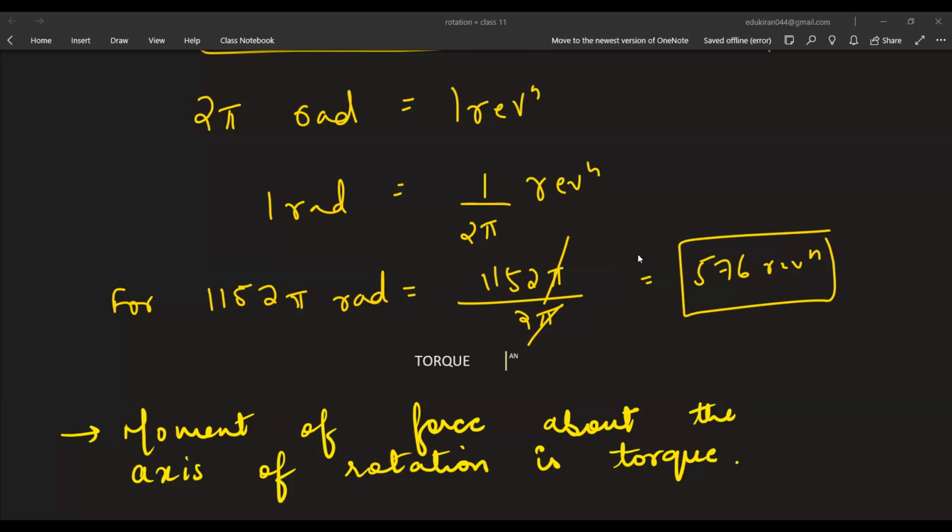SI unit of torque. Ma'am, I can't recall. What is the formula of torque, Alina? R cross F. I'll tell you R cross F. Now tell me the unit. Ma'am, no unit. No unit. Why?